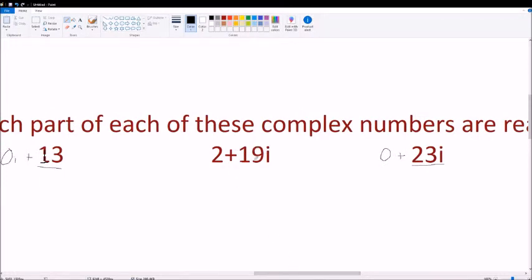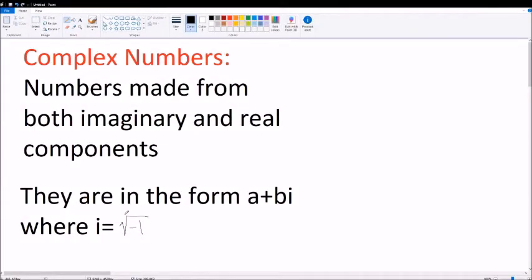In 2 plus 19i, it's simple. 2 is real, and 19i is imaginary. The easiest way to remember this lesson is a plus bi, where i equals the square root of -1.